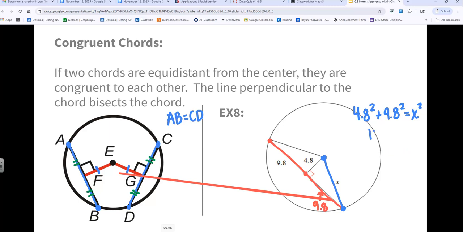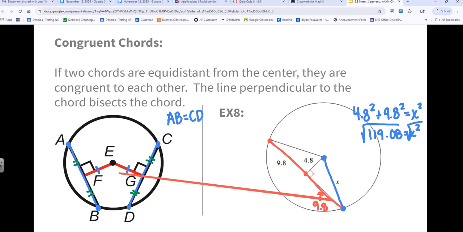Alright, we get 119.08. Joey, you getting this down? Okay, what do I need to do after that? Hunter, what would be the last step to get the answer here? Not divide. How do I get rid of a square? Square root. I need the square root.